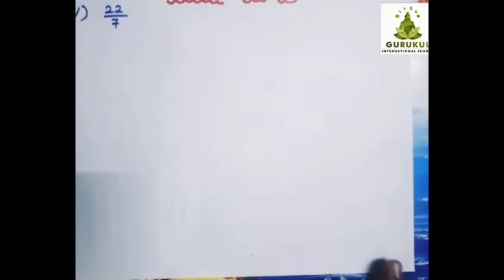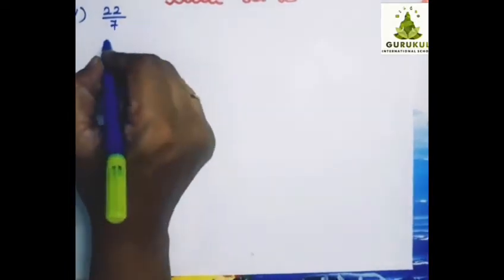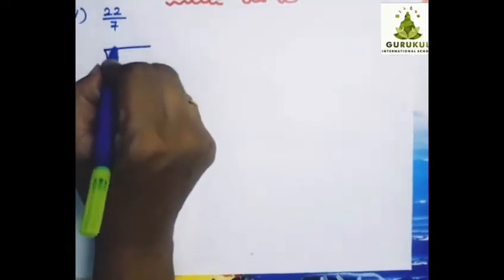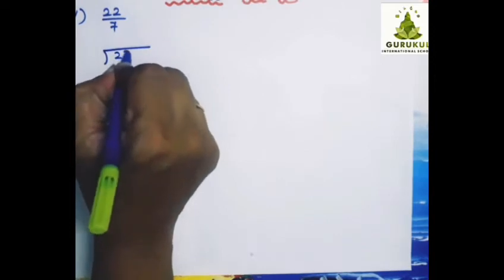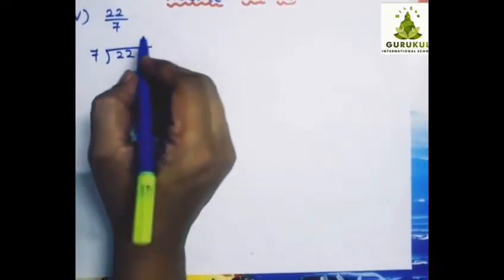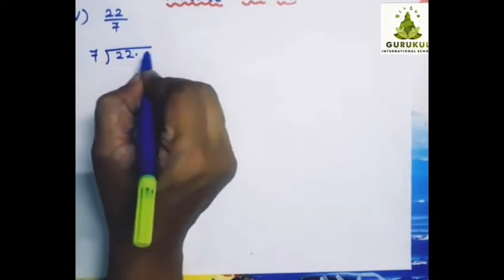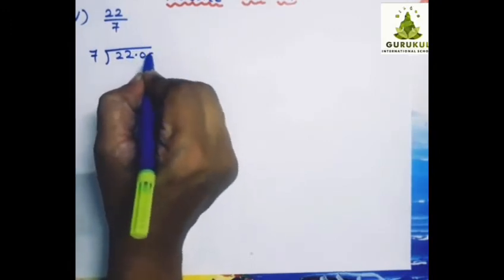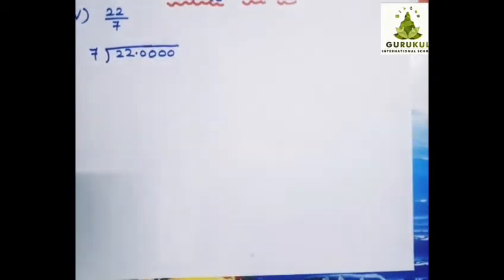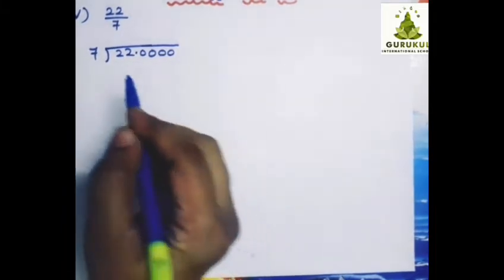Now let us solve question number 5 from practice set 24. Okay, 22 by 7 they have given. Write them. The upper number, as I told you, should be the dividend, and the denominator should be the divisor. Then, next step, put the decimal point and write zeros here. As many zeros as you can write, there is no limitation. Now you can start this division.